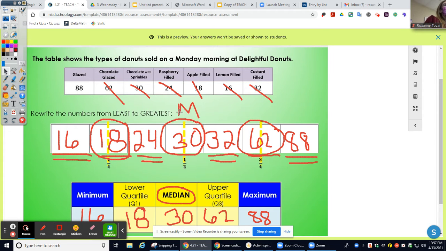So really our half represents 50% of the data, which is our median. Then we find our fourth, which is half of our half. So if we were to break our numbers up by fourths, 25% of our data would be in the 18. And then this would represent 75% of our data, which you can clearly see is at the 62. Okay?